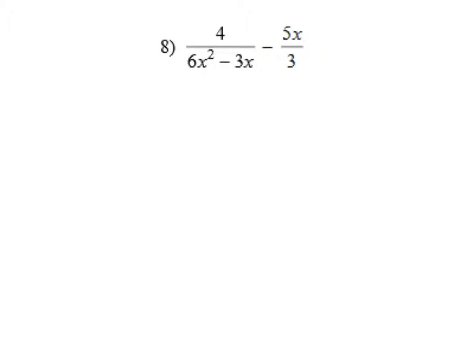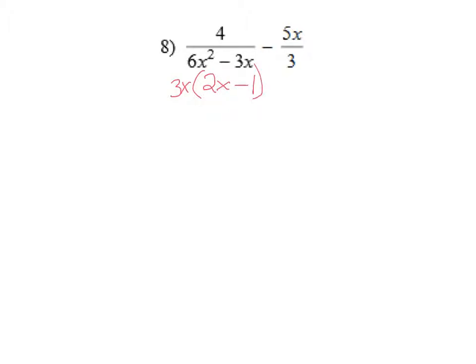All right, let's take a look at number 8. It's pretty similar to 7, but it's got a little bit more going on, so we'll still do this one together. Just like last time, I'm going to look at that first fraction and ask, what could I factor out of that? It looks like I could pull out a 3 and an x. That would leave me with a 2x minus 1.